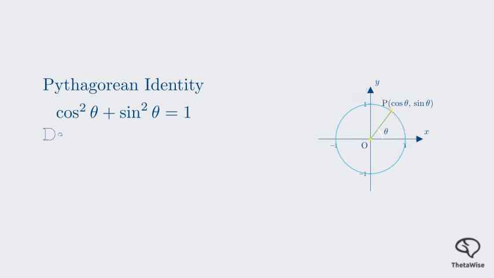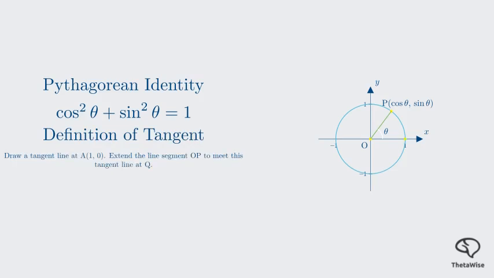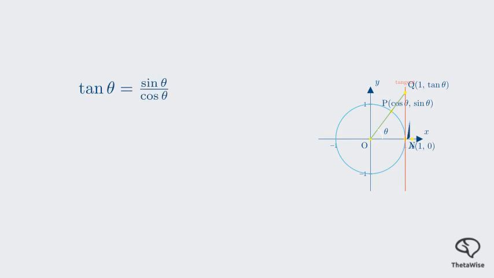Now let's define the tangent function. Imagine extending the line segment OP until it meets the vertical tangent line at the point A. Let's call the intersection point Q. Using similar triangles, we can show that the y-coordinate of Q is sin θ over cos θ. Therefore, the tangent of θ is defined as the sine of θ divided by the cosine of θ.